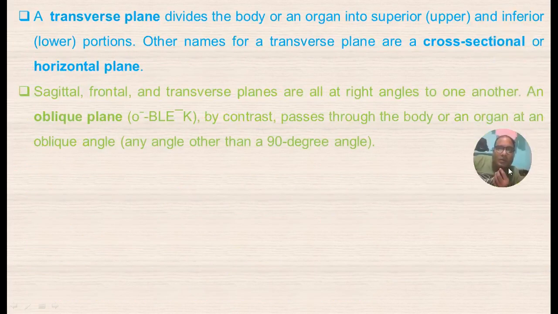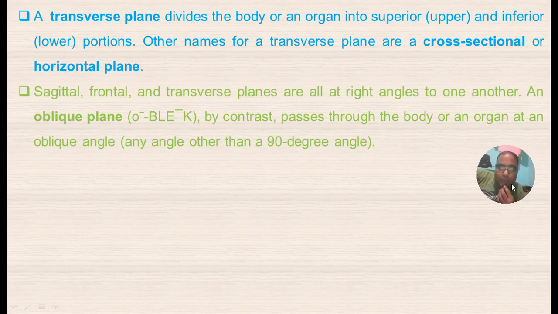A transverse plane divides the body or an organ into superior, upper, and inferior, lower portions. Other names for a transverse plane are cross-sectional or horizontal plane. Sagittal, frontal, and transverse planes are all at right angles to one another. It is very important to remember this.